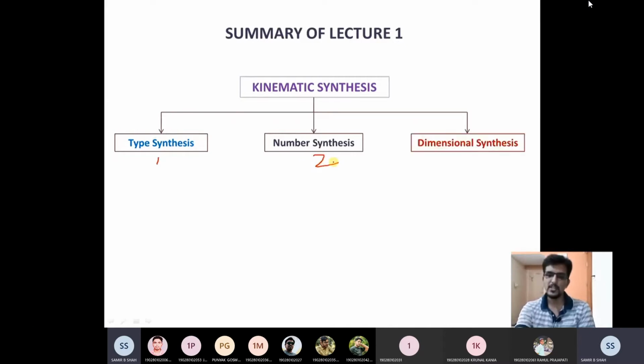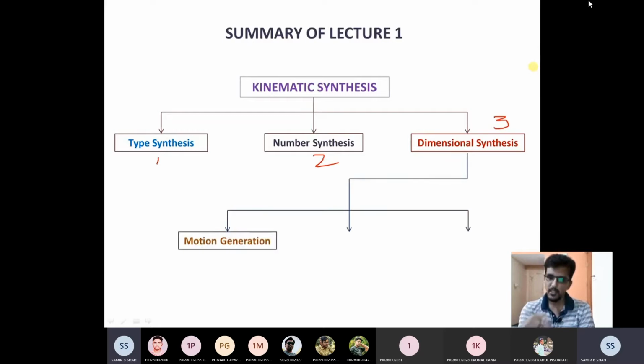The third and the last phase of the kinematic synthesis is the dimensional synthesis. I know the type of mechanism, I know the number of links. What should be the dimensions of the links is what I am supposed to find through the dimensional synthesis, and this forms the third phase of the kinematic synthesis. Again, the dimensional synthesis can be classified into three different types.